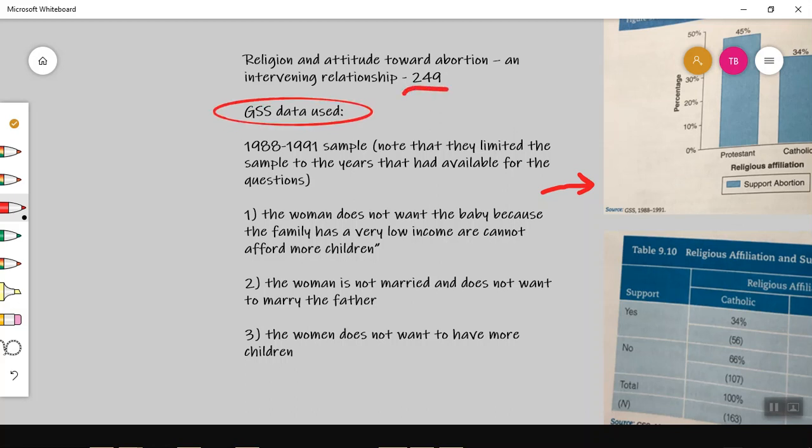So this is also on page 249 of your text, if you have it. And they're comparing, in this case, the two variables: religion and attitude towards abortion. Okay.